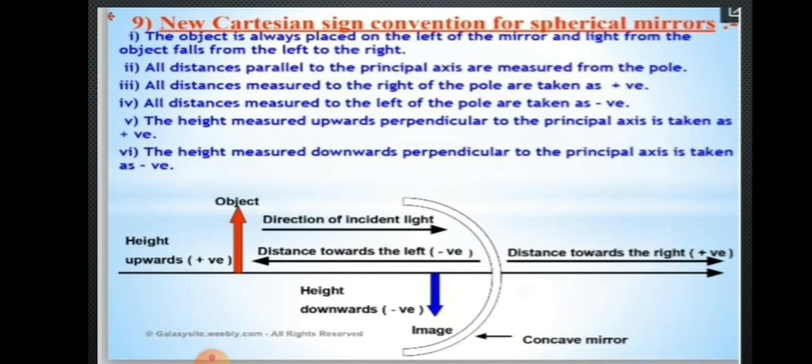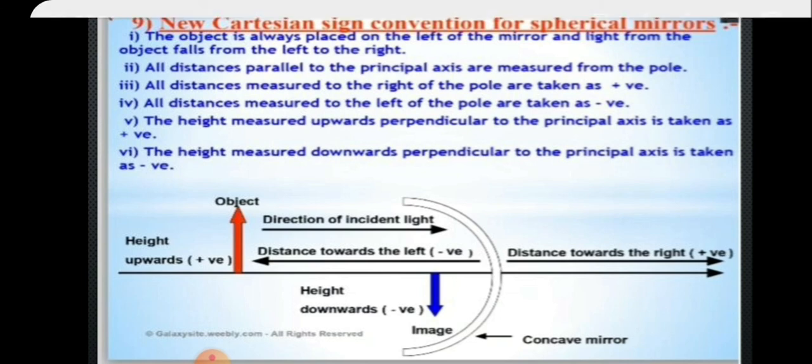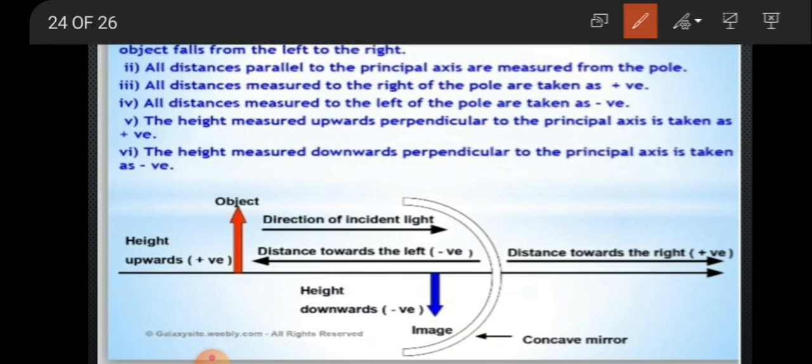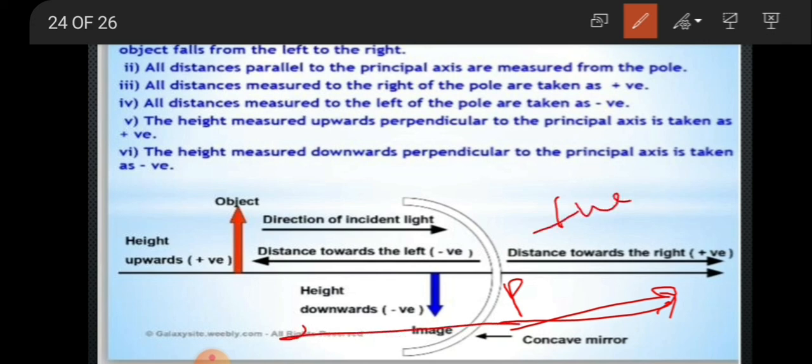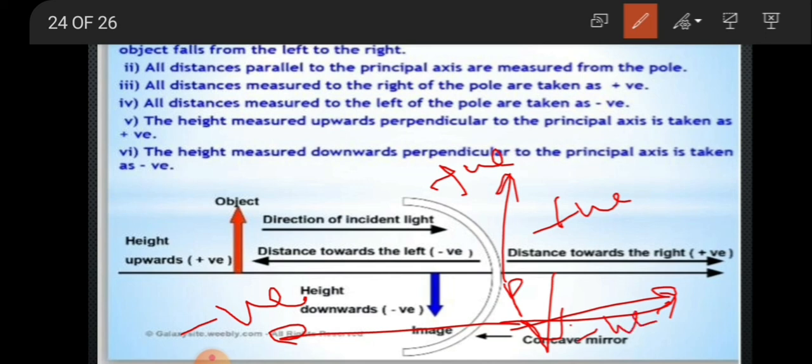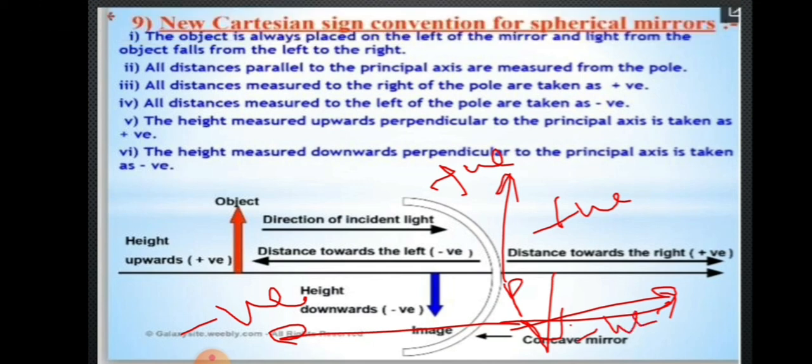Then sign conventions for a spherical mirror. In the sign convention, all distances are measured from the pole. If we move right from the pole, all distances are taken as positive. If we move left from the pole, all distances are taken as negative. If we move in the upward direction, all distances are taken as positive. If we move downward, all distances are taken as negative. This is the sign convention for a spherical mirror.